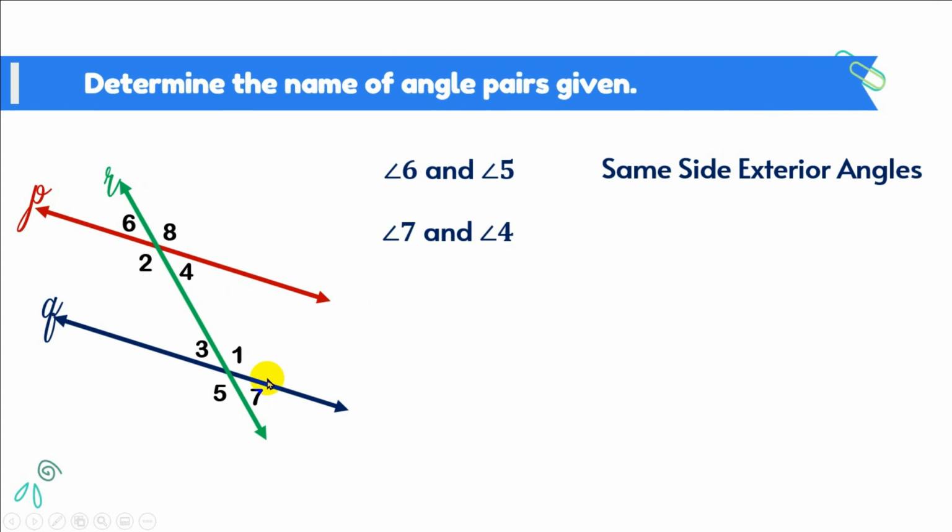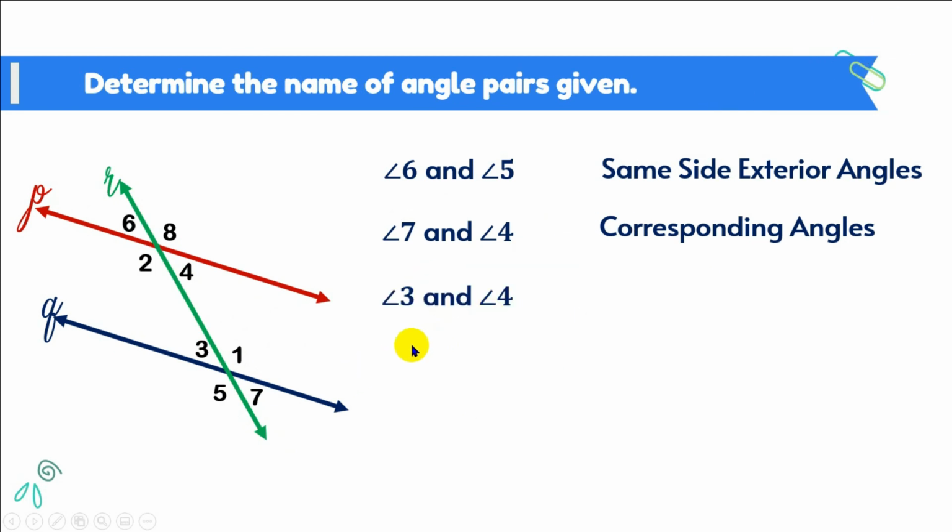Next, 7 and 4. One interior, one exterior on the same side of the transversal line. So, ang tawag natin dito ay, okay, correct, corresponding angles.